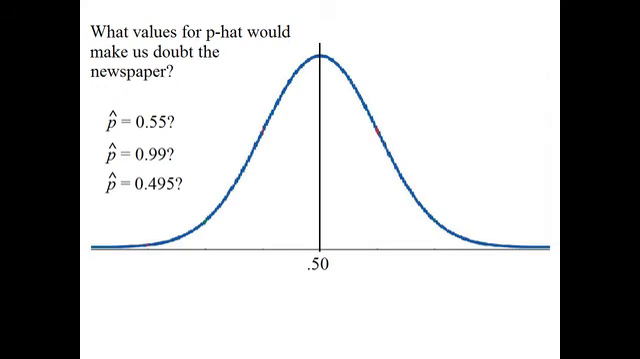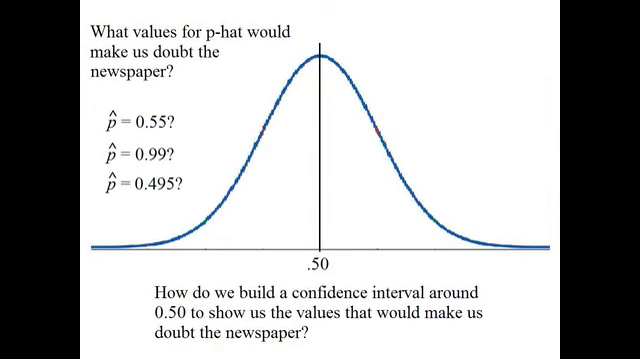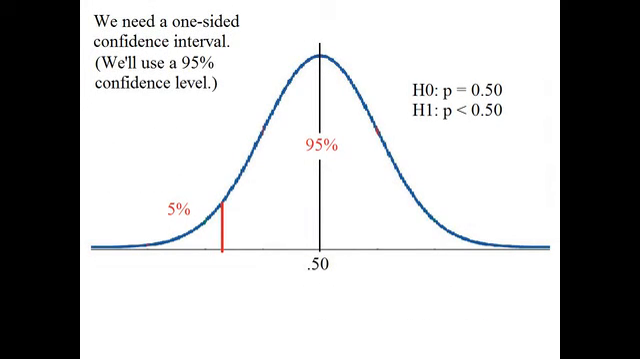How do we build a confidence interval around 0.5 that shows us the values that would make us doubt the newspaper? Essentially, what we need now is a one-sided confidence interval. If things are unusual, but unusual on the right-hand side of the curve, that's not going to make us doubt the newspaper. Only values that would be smaller than 0.5 and unusual would make us doubt the newspaper.